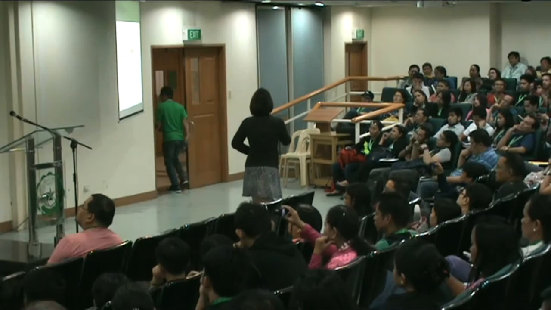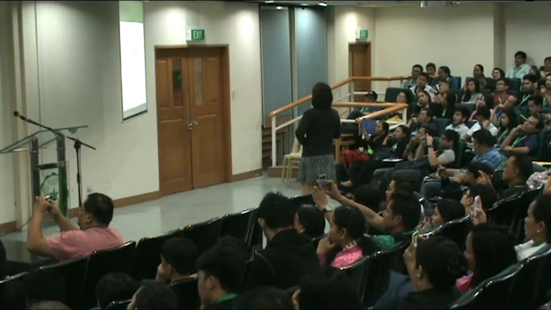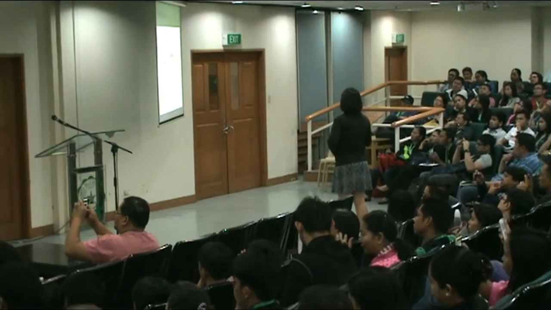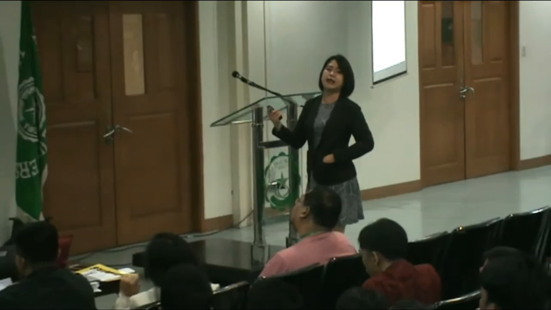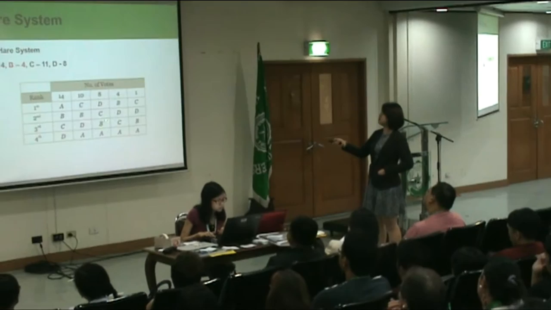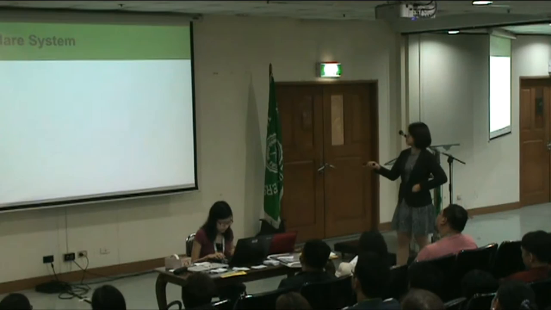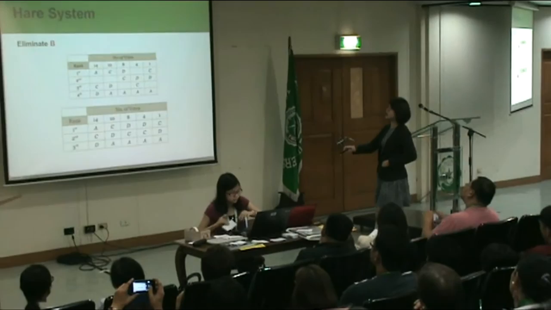Okay, so let's just look at, in the Hare method, first you just look at the first place votes. Okay. So if you look at here, the one with the least votes is candidate B. Candidate B has only 4 votes. So that means we're going to eliminate candidate B. Same as what we did earlier, we're going to take away candidate B. So that means we'll just be ranking 3 candidates. So this will be the resulting table. So we took away candidate B, so we'll have a new table with 3 ranks.